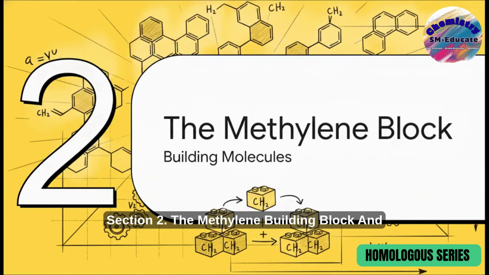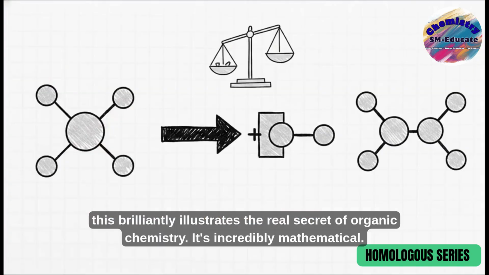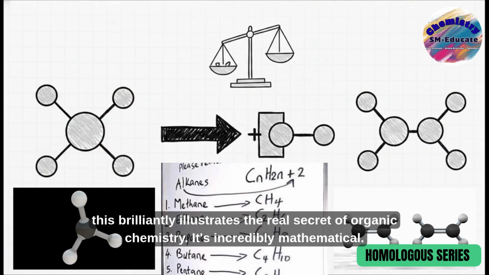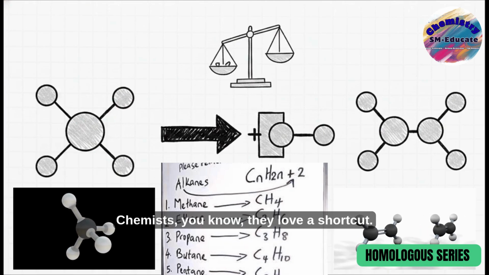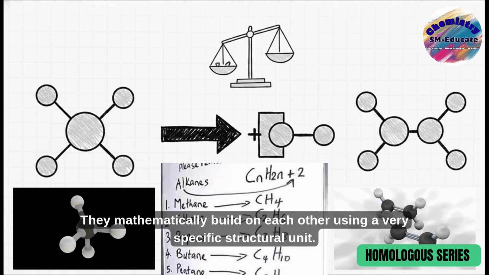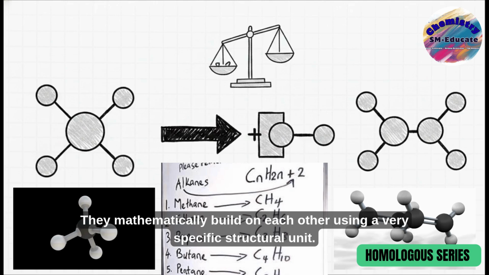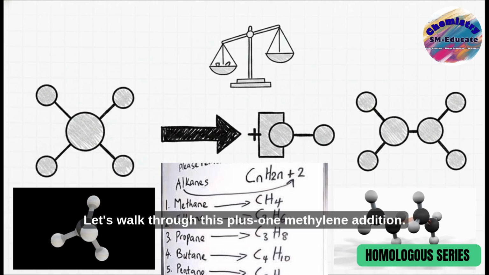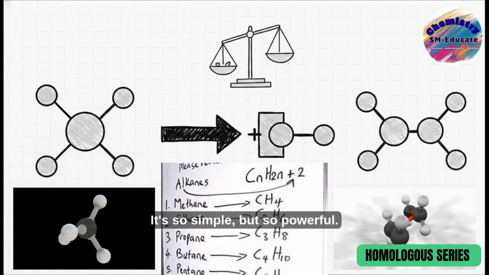Section 2. The methylene building block. And this brilliantly illustrates the real secret of organic chemistry. It's incredibly mathematical. Chemists, they love a shortcut. These molecular family members don't just randomly appear. They mathematically build on each other using a very specific structural unit. Let's walk through this +1 methylene addition. It's so simple, but so powerful.